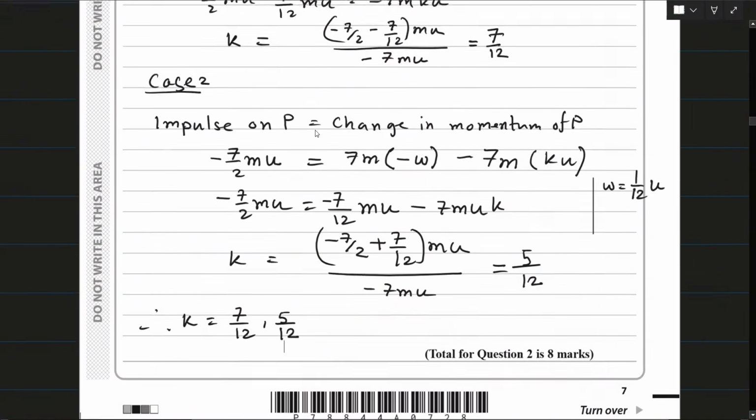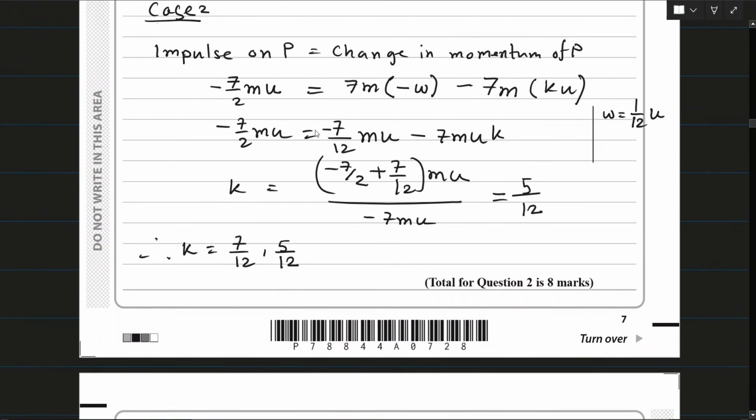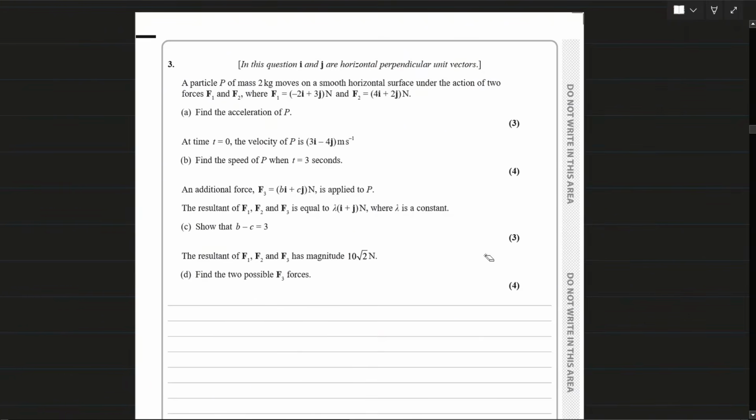So this was our question number 2. We can now move on to question number 3. So this is our question number 3. In this question, we have a particle P that has a mass of 2 kg, and that particle is moving on a smooth horizontal surface. It is also given that the particle has two forces on it, forces F1 and F2, and F1 and F2 are given using I and J vectors.